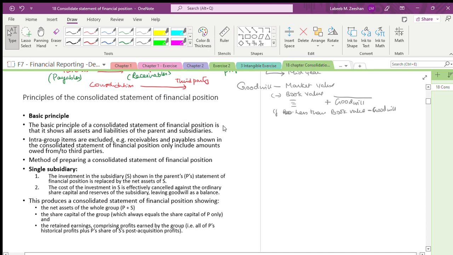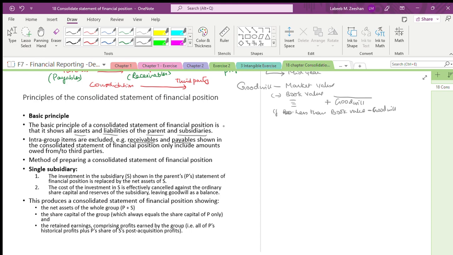What is the basic principle? The consolidated financial statement shows all assets and liabilities of the parent and subsidiary. Whatever is there in the theory, I gave you the complete summary. Even if you have any doubt, you can stop me. Intergroup items are excluded. We have to exclude payables and receivables, and make adjustments on that. It will be easy.